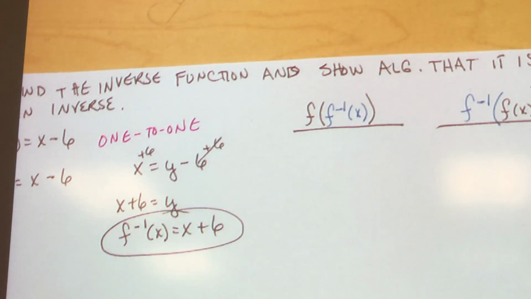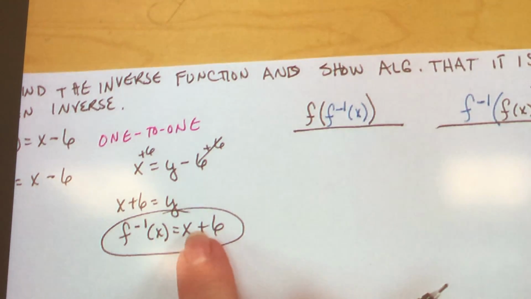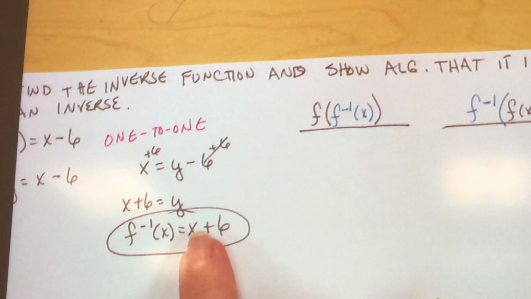Now, what should they both be equal to? X. X, okay? People know what they're supposed to be equal to. If they're not equal to x, either you made a mistake here, or you made a mistake finding the inverse function.